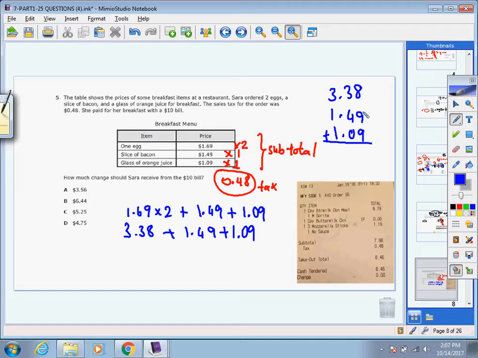So 8 plus 9, 17, plus 9 will give you 26, carry 2. 3 plus 2 is 5, plus 4 will give you 9. 3 plus 1, 4, plus 1 will give you 5. So this is my subtotal. Now I'm going to add my tax amount, which is 0.48. When I add here, I'm going to see the final total.